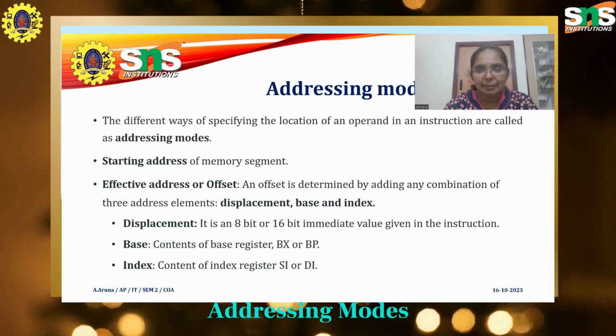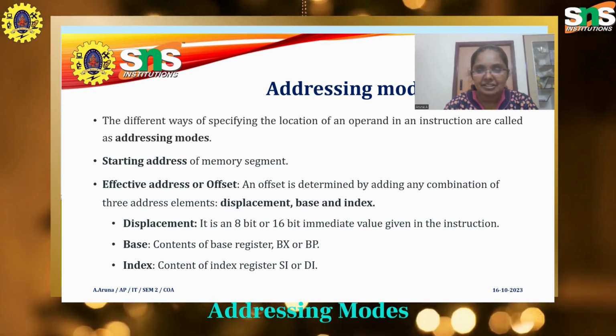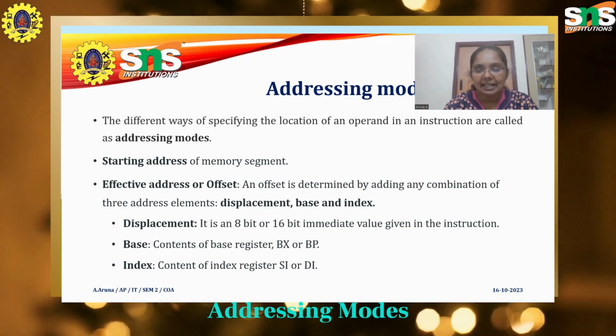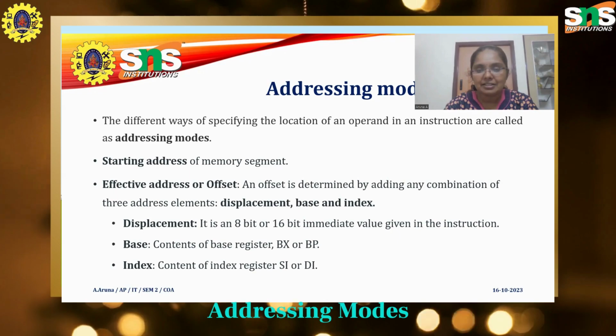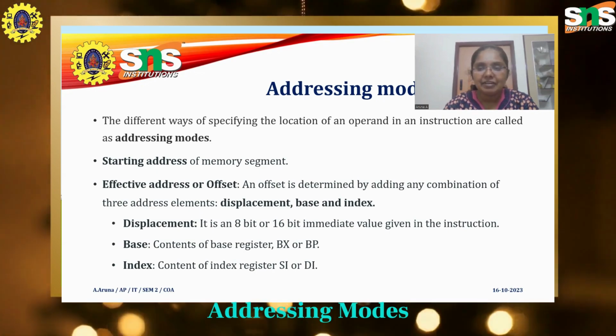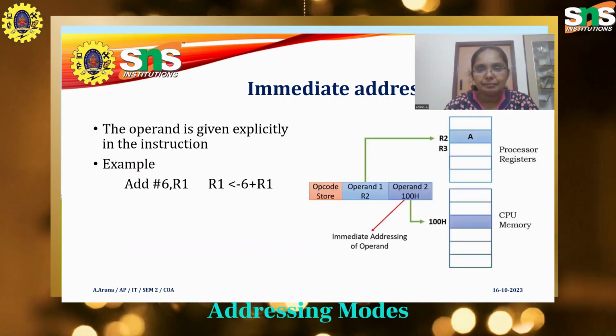Base can be represented by BX or BP; it is the content of the base register. Similarly, index can be represented by SI or DI; it is the content of the index register. So by adding displacement plus base plus index, we get the effective address or the offset of the particular instruction. This is the different way of specifying the location of the variable or an operand.